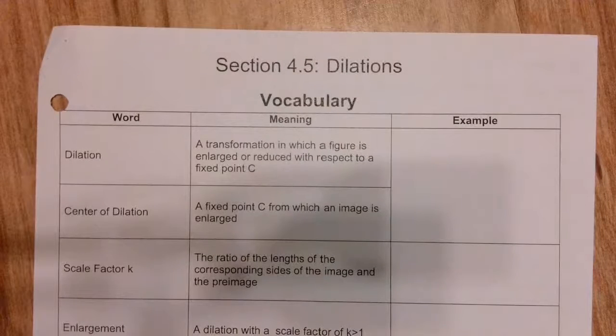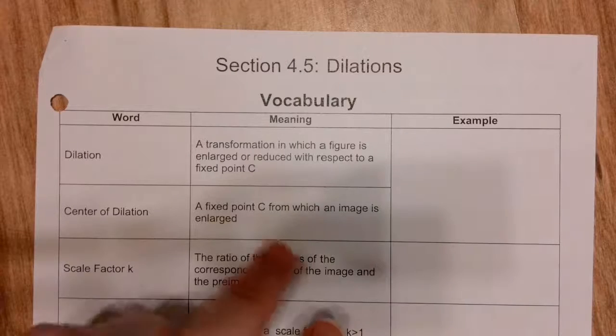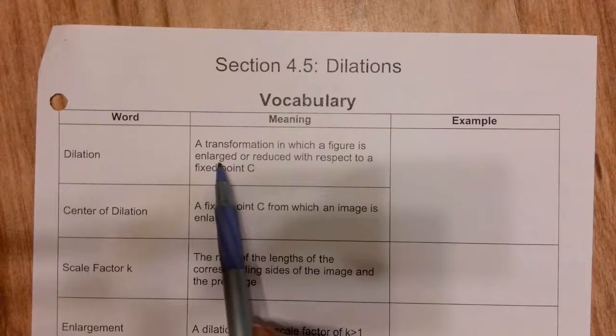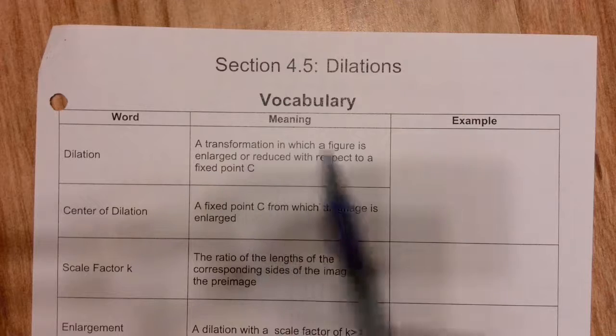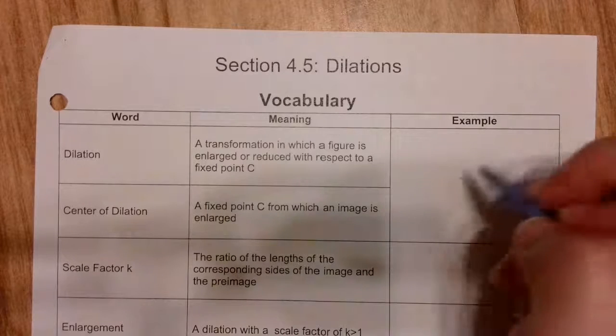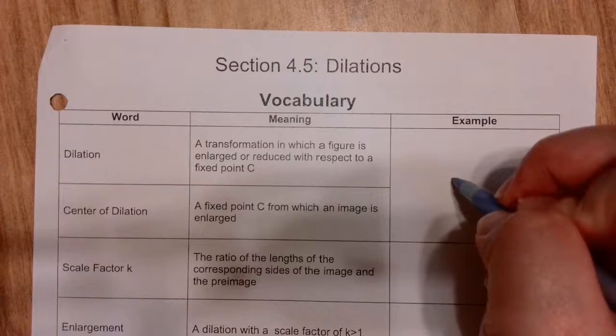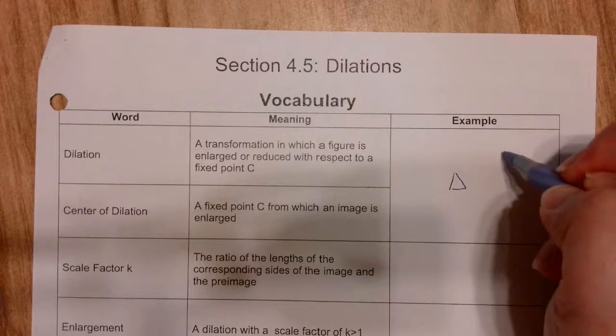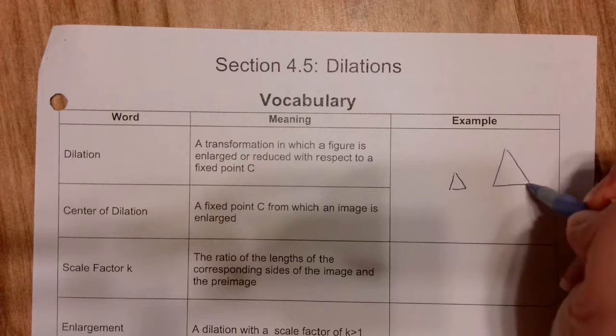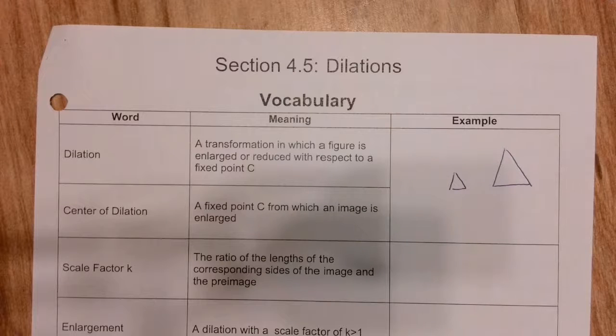Section 4.5, dilations. So a dilation is a transformation. It is the only non-rigid transformation we're doing. That is, the first shape and the second shape are not going to be exactly the same. A dilation is something that makes your shape larger or smaller, an enlargement or a reduction. So let's say we have a triangle here, and then there's a triangle here. This could be a dilation. It would be an enlargement perhaps because the shape is getting bigger.